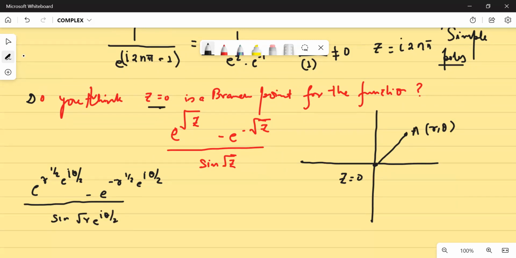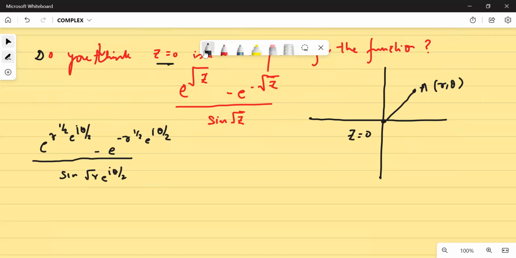I don't think anybody has any issues. But what will happen after one revolution? After one complete revolution, theta would change to theta plus 2 pi, and this entire thing will become e raised to power minus root over r e raised to power iota theta by 2. I don't think now I need to prove all these things.